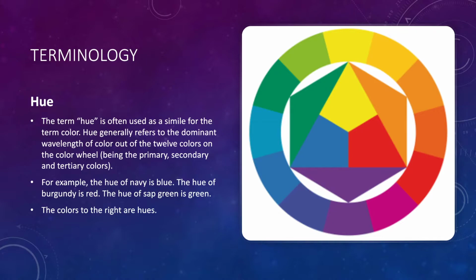The dominant wavelength, aka the colour, is called the hue, being the primary, secondary, and tertiary colours on the wheel. For example, the hue of navy is blue, the hue of burgundy is red, the hue of sap green is green, quite obviously. The colours to the right are hues. So these are all different hues, okay? So you've got your three primary colours, you've got your three secondary or tertiary colours, and you've got all these different hues that go around it.